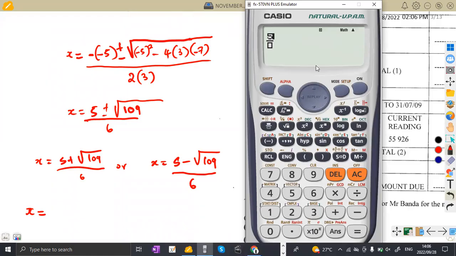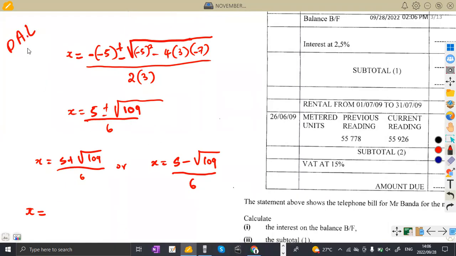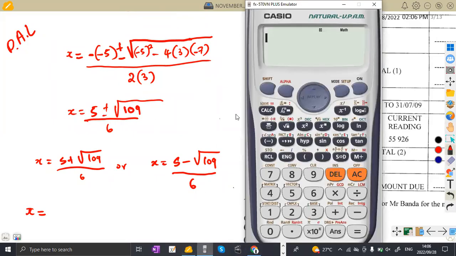5 plus, okay. If you're using this type of calculator, it's direct, but I'm just going to do it the DAL way, because most of you guys have got DAL. This is what you do. You open a bracket, 5 plus square root of 109. So you put the square root of 109 on your calculator. You close that bracket on your DAL calculator. Then you divide by 6. Exactly this presentation that you see on this calculator is the presentation that is supposed to be on your calculator, direct as it is.